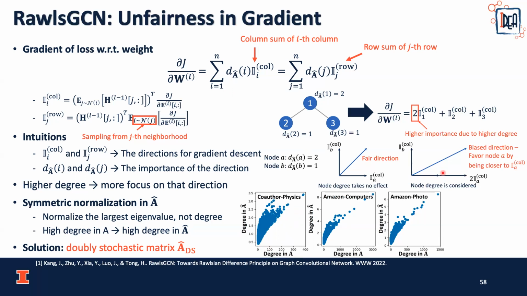space. And in addition, note that there are two different formulations of this gradient with respect to the model parameters. One corresponds to the column sum of this A hat matrix, and one corresponds to the row sum of this A hat matrix. So in order to mitigate the impact of the node degrees, we aim to normalize this A hat matrix into a doubly stochastic format whose row sum and column sum are always 1.